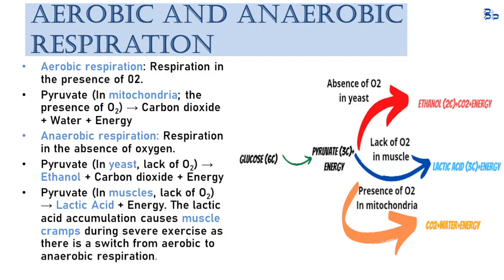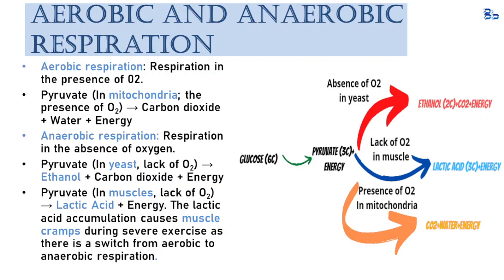Anaerobic respiration is performed by microscopic fungal organisms like yeast in the process of fermentation. In yeast, pyruvate, the 3-carbon compound, is converted into ethanol, a 2-carbon compound, and also forms carbon dioxide and energy. In the muscles of human beings, anaerobic respiration also takes place. Here, the 3-carbon compound pyruvate is converted into the 3-carbon compound lactic acid and also releases some energy.